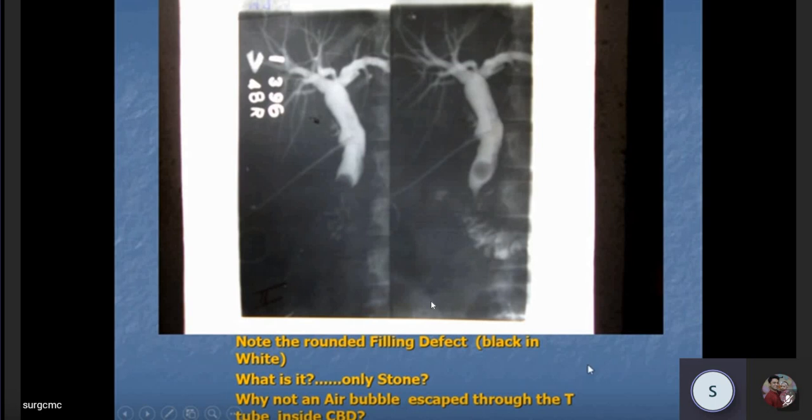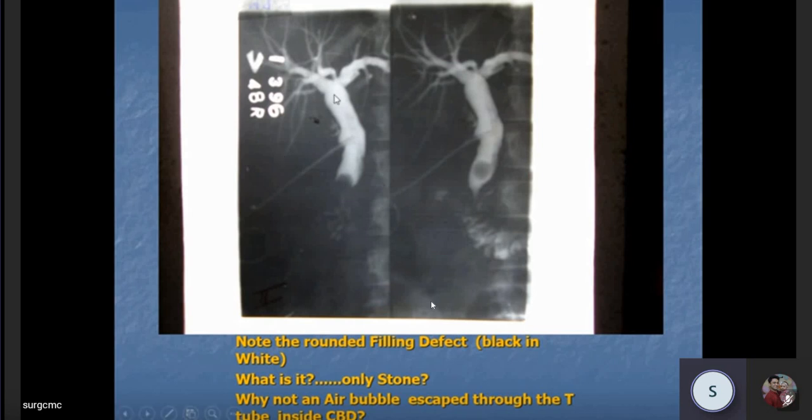I am asking a simple question. Can it be an air bubble? The air bubble will float. That is the right answer. So if it's an air bubble passing through the T-tube inside the CBD, from this plate I cannot say. But if I make the patient erect and do it again, this will go up. Yes or no?